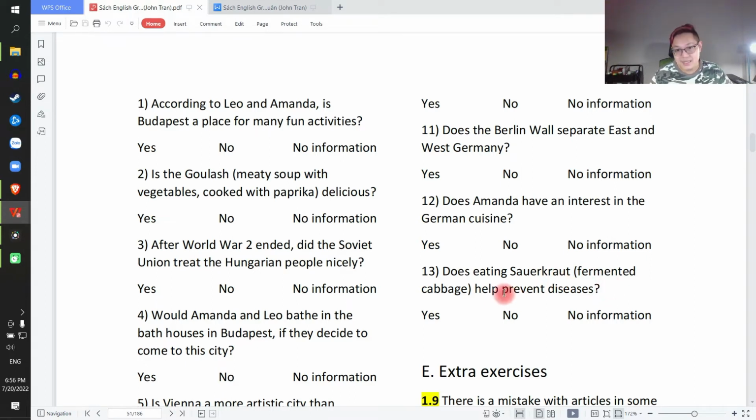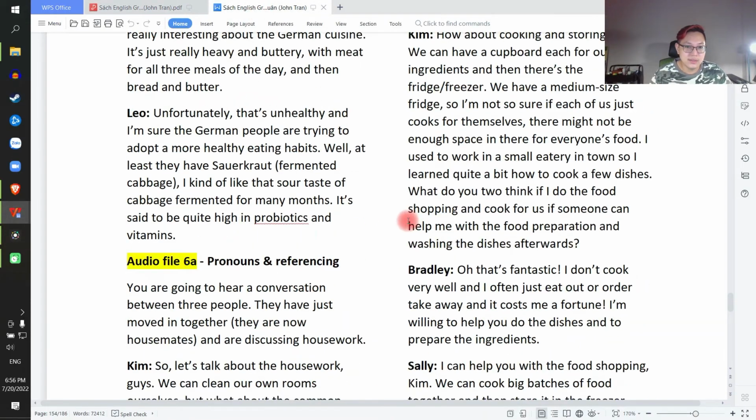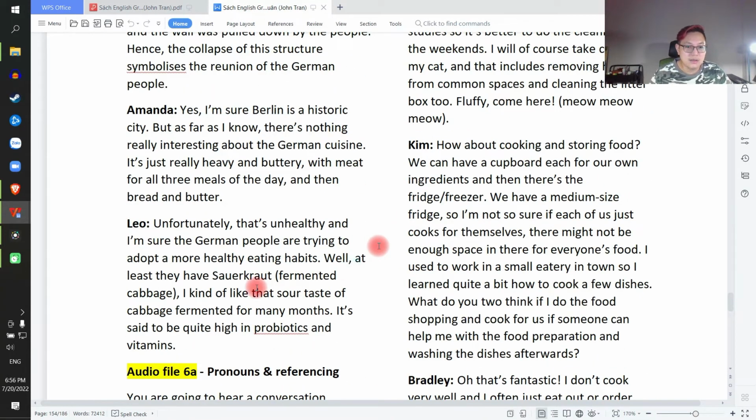The answer is yes, because if you look at this one at the end, it has quite high probiotics and vitamins. And of course, vitamins and probiotics are good for health, right? And it is sour, so of course it's good for health as well.